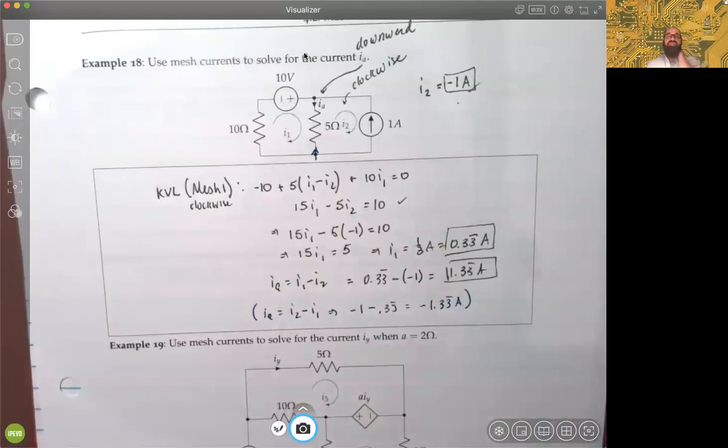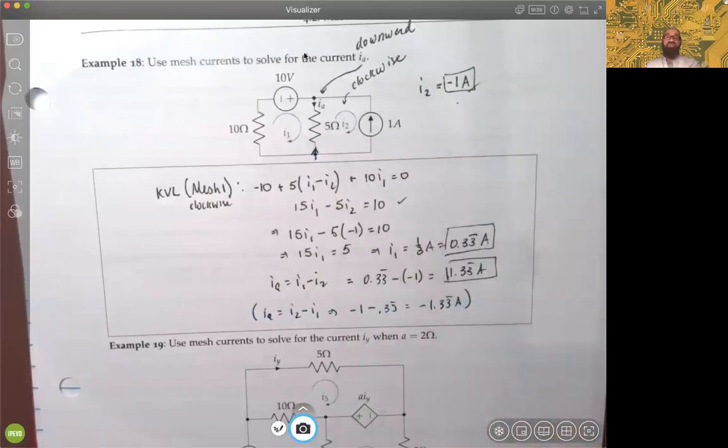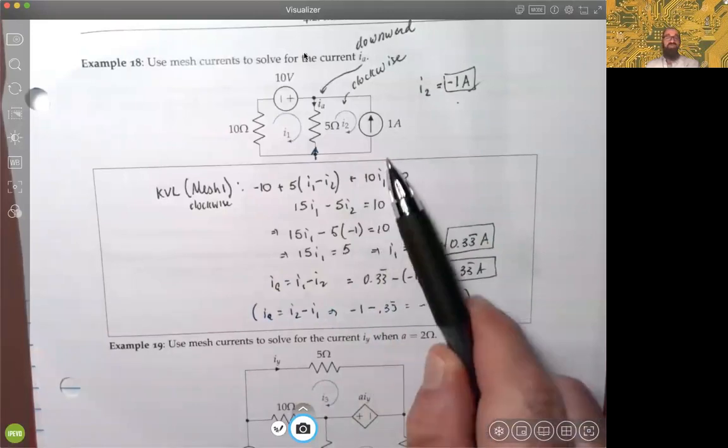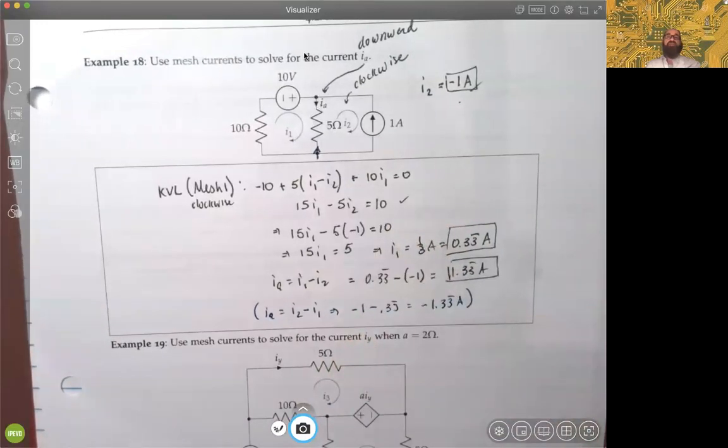The fact that the other one is positive indicates that is the correct direction that you should be going through that resistance, especially with this current source coming up like this. It will be coming up and then splitting out that way, okay? Okay. All right, so that's awesome.